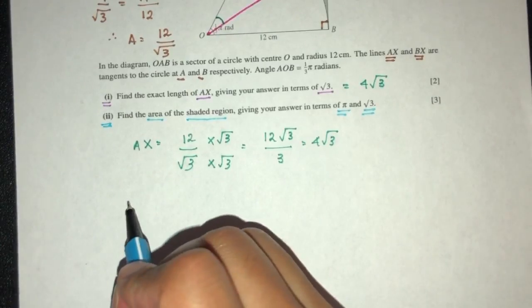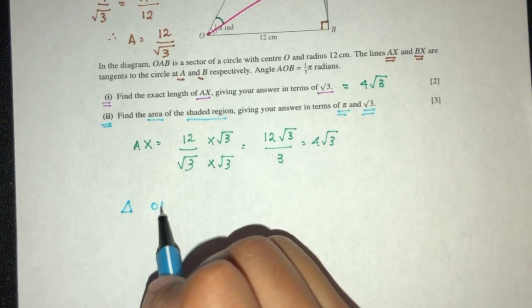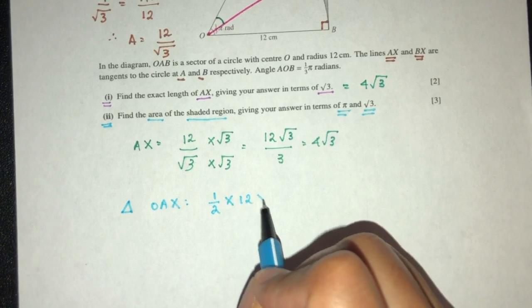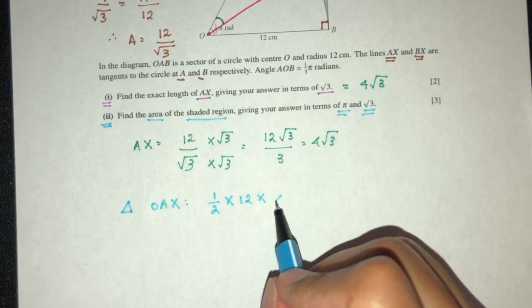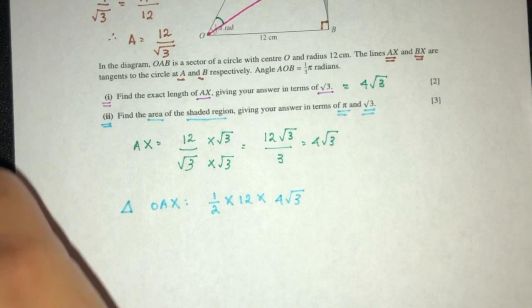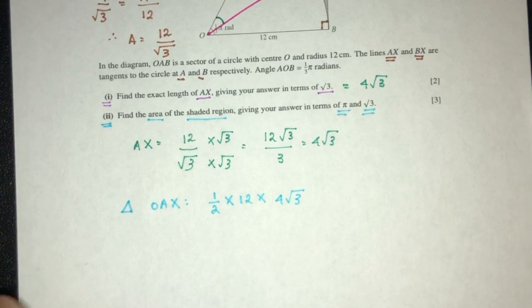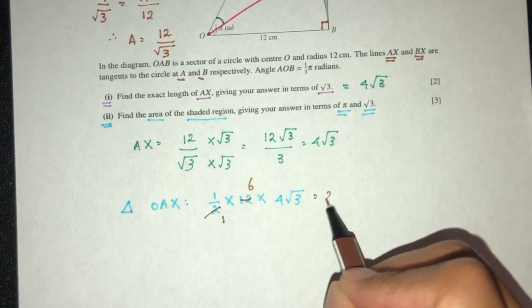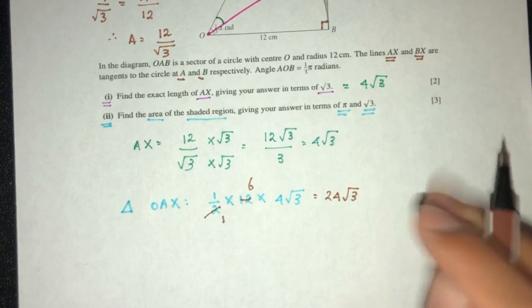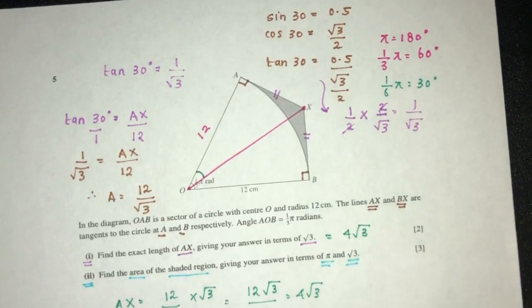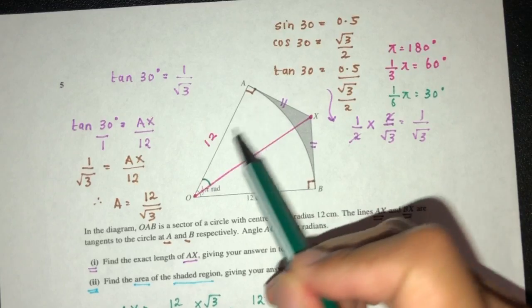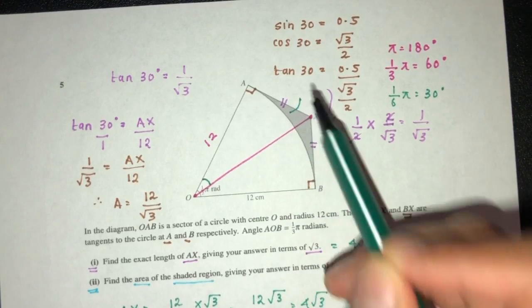So area of triangle OAX will be half times base times height. AX will be 4√3. Again, the reason why I can do this is because the triangle is a right angle triangle. Now simplify. That'll be 24√3 for the area of this triangle. Now I can remove this value over here, so I can only have this one.